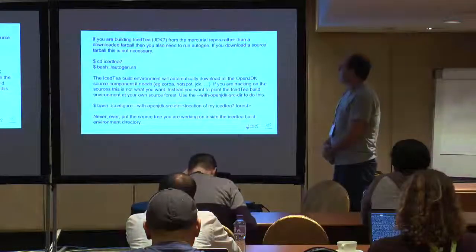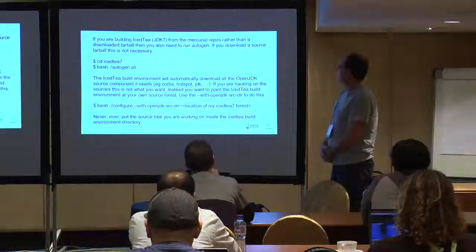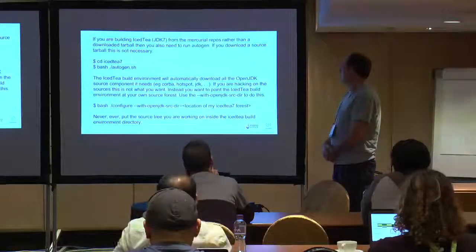Okay, if you're building JDK 7 from Mercurial rather than a tarball, there's one extra step before you do your configure and make. You have to run get_source to generate all the files.